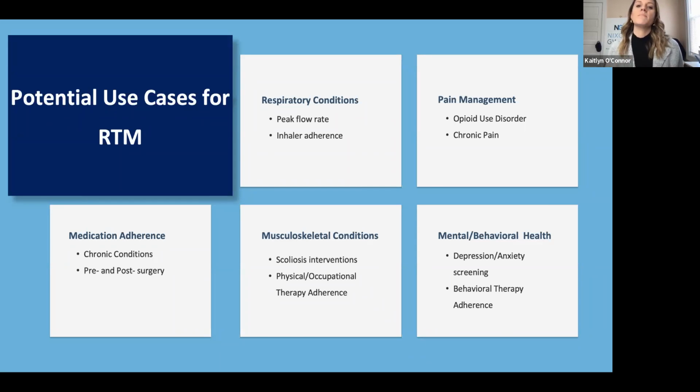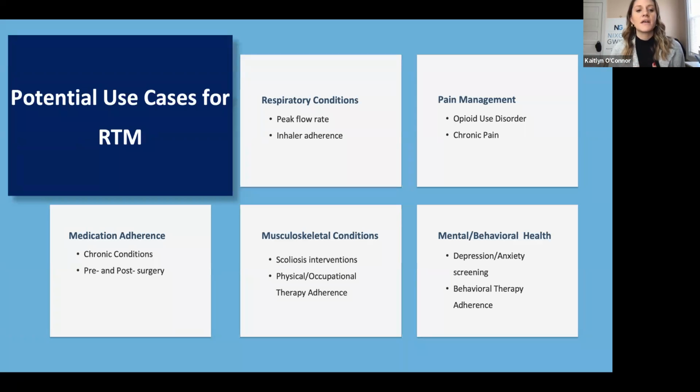Another potential area that you may see RTM used going forward is in the pain management space for things like opioid use disorder and chronic pain. We'll talk a little bit about the difference between RPM and RTM and why pain management is likely to be more relevant in the RTM space than RPM. But keep in mind that there are a lot of pain management solutions already out there, and I think that they'll be able to leverage these new RTM codes this year.